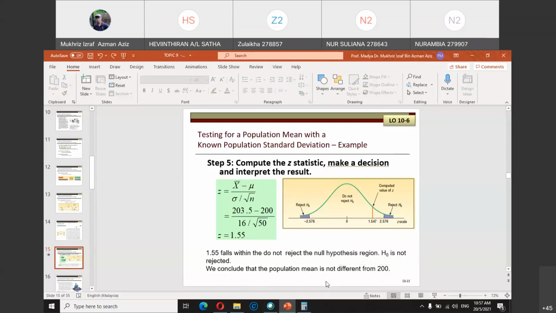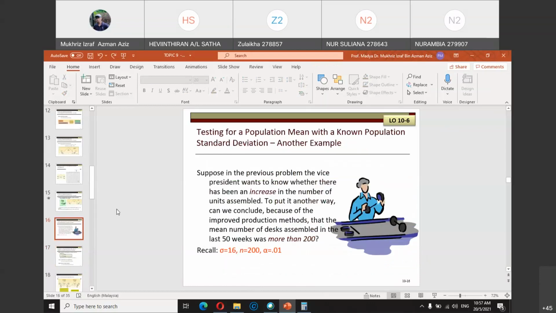It's easier to understand. If you reject, don't put the word "not". If you cannot reject, put the word "not". Okay, so that is for the Z distribution. Of course, when you need practice, after 3, 4, 5 exercises, then you get the idea how to construct your step number 5, your decision rule.